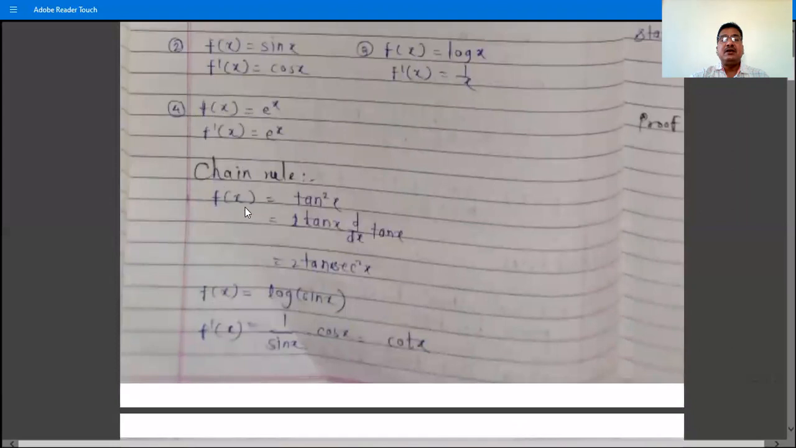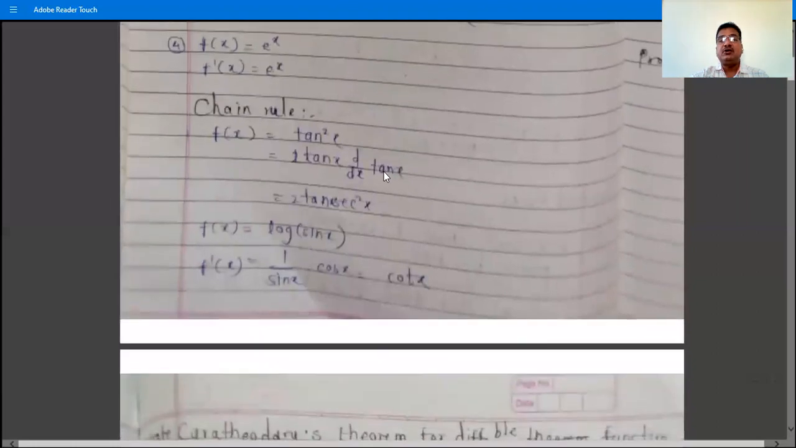Also, the chain rule is there. If f of x is tan square x, then its derivative is 2 tan x into the derivative of tan x, that is sec square x. So 2 tan x into sec square x is the derivative of tan square x. The derivative of x square is just 2x, but the derivative of tan square x is not 2 tan x. It is 2 tan x into the derivative of tan x. It is the chain rule.